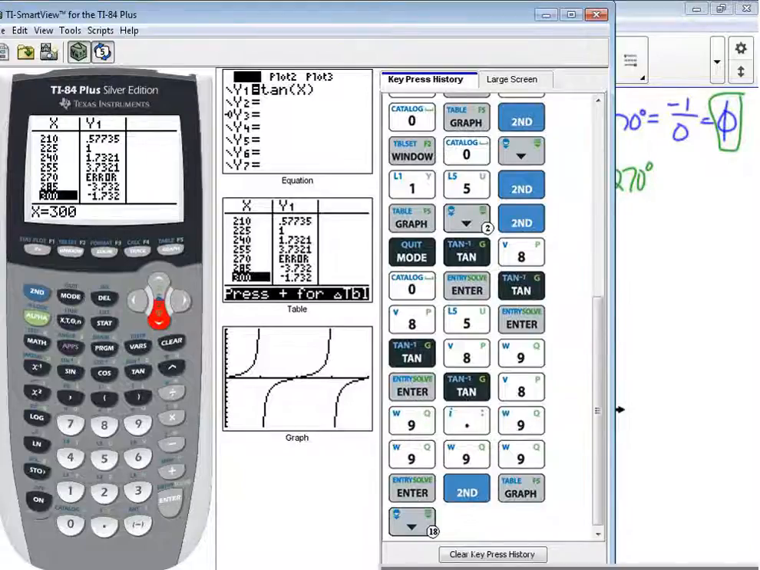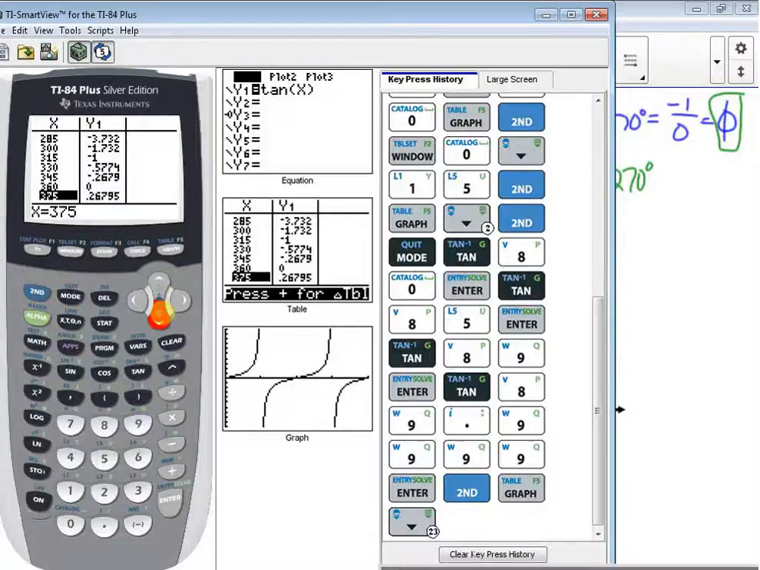So let's just grab those values. Okay, so at 300, I'm at negative 1.7. At 315, we are at negative 1. And at 330, we're negative 0.6. And then you see at 360, we're back to 0.